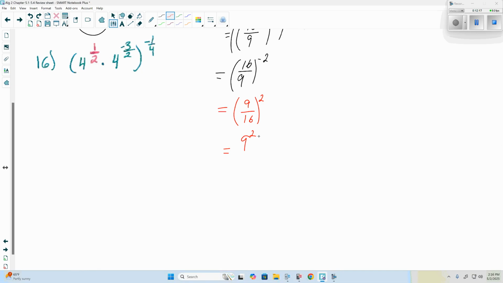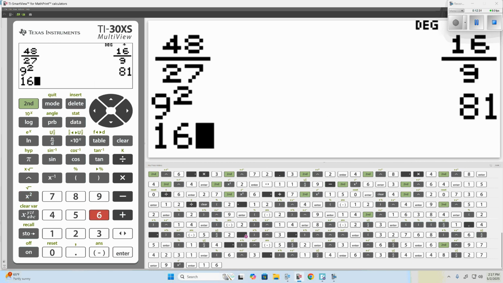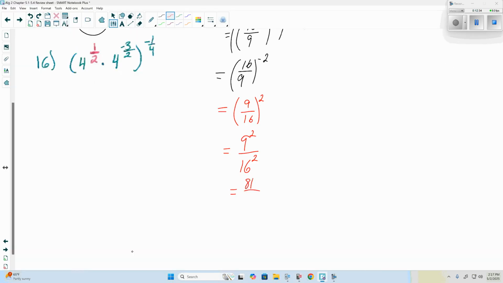Is 9 squared or 16 squared a nice number? 9 squared, 9 times 9 is? Because 9 squared is 81. 16 squared is 256. Because 9 squared simplified nicely, 16 squared simplifies nicely. So we'll simplify it. We can't simplify 6 to the 3/4 because it does not simplify. The number on bottom is saying that we need to find a number times itself 4 times. And even if we cube the number on top, it's still not going to give us something that simplifies.